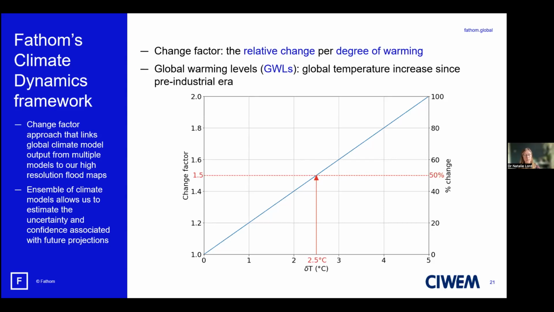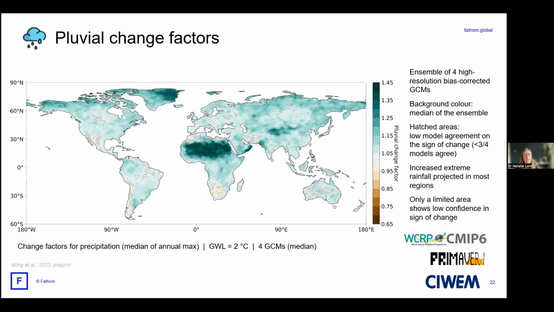And this is equivalent to a 50% increase in the variable we're interested in, which might be extreme precipitation, for example. And we calculate probabilistic change factors for each peril from ensembles of models where we can, so that's ensembles of climate models or hydrological models or coastal sea level models, rather than single models, because this allows us to estimate the uncertainty and the confidence associated with our projections. Next slide, please.